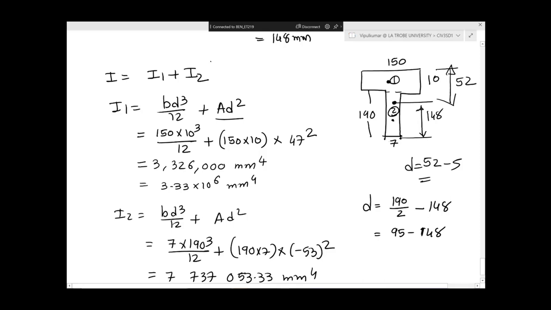So this is 200. Do you understand 52? Because this whole thing is 200. 200 take away 148 is 52. 52 is the distance from the top to the centroid of the whole body. Now I know this 52. 52 take away this 5 will give me this. Do you understand? So 52 take away 5, which is this 5, will give me this 47.